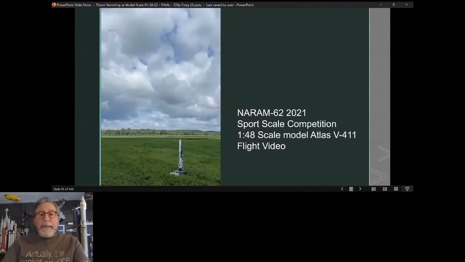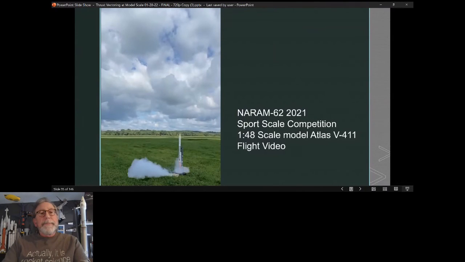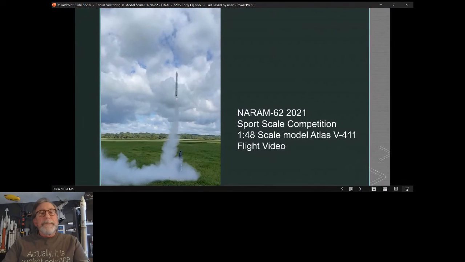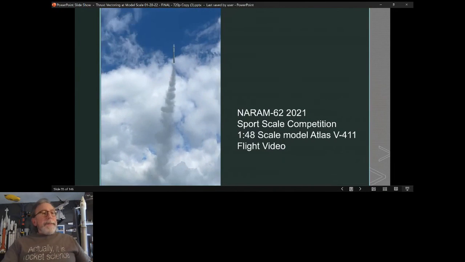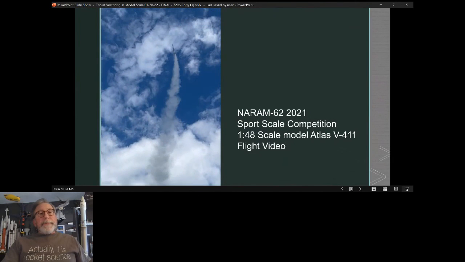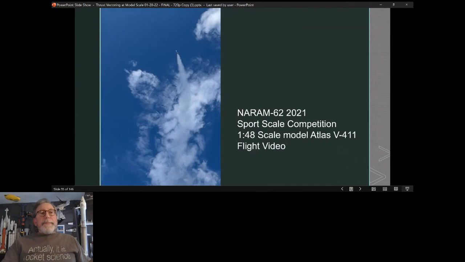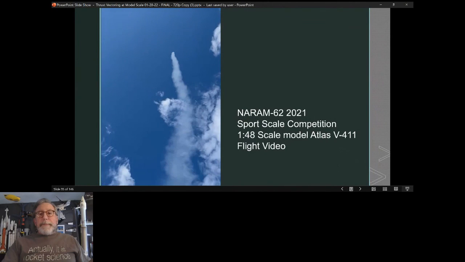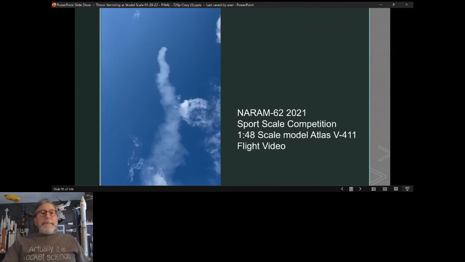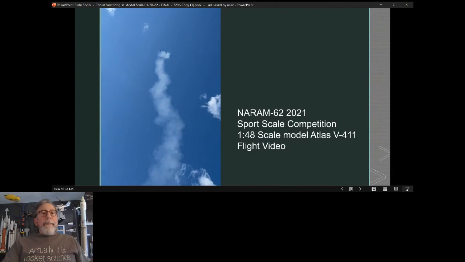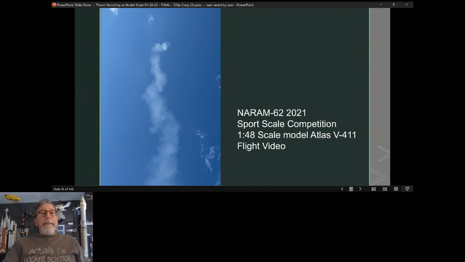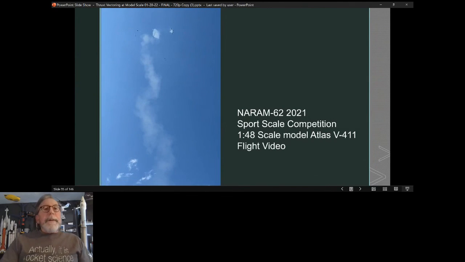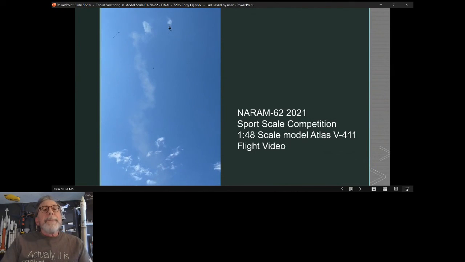Anyway, so here is the launch at NARM. If you listen carefully, there were actually 2 pyros there. There was a backup pyro as well.